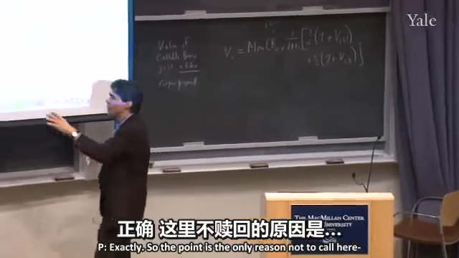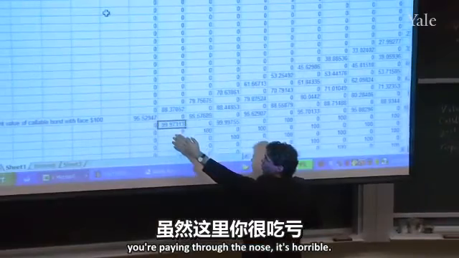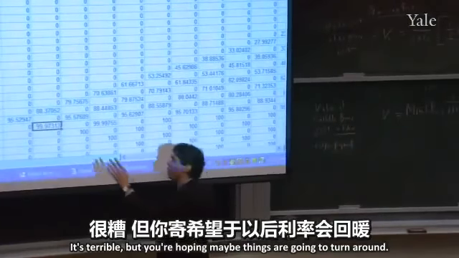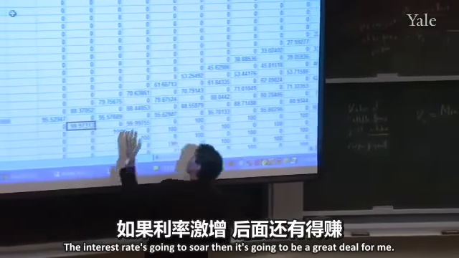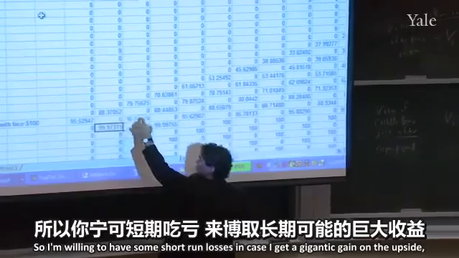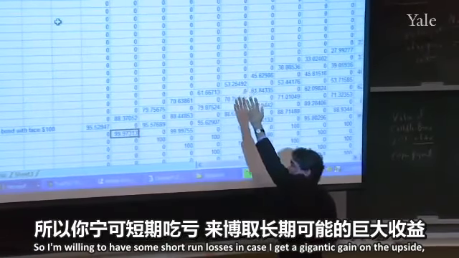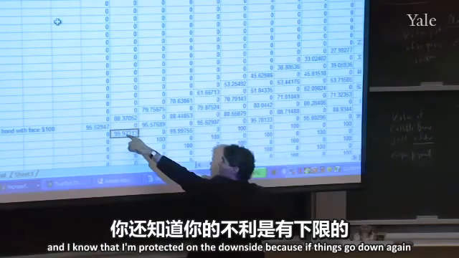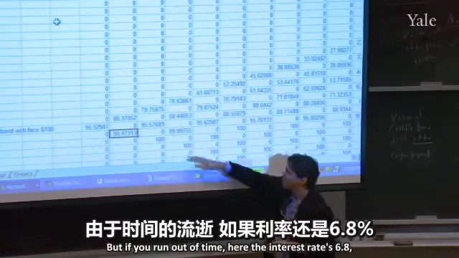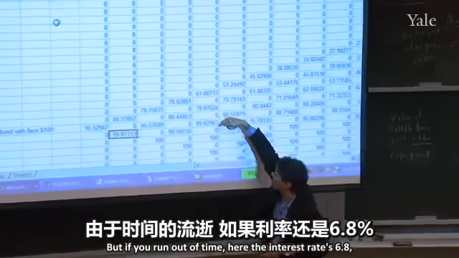Exactly. So the point is, the only reason not to call here, you're paying through the nose. It's horrible. The interest rate's 6%, you're paying 9%. It's terrible. But you're hoping maybe things are going to turn around, the interest rate's going to soar, then it's going to be a great deal for me. So I'm willing to have some short-run losses in case I get a gigantic gain on the upside, and I know that I'm protected on the downside because if things go down again, I can cut my losses and just call it at 100.